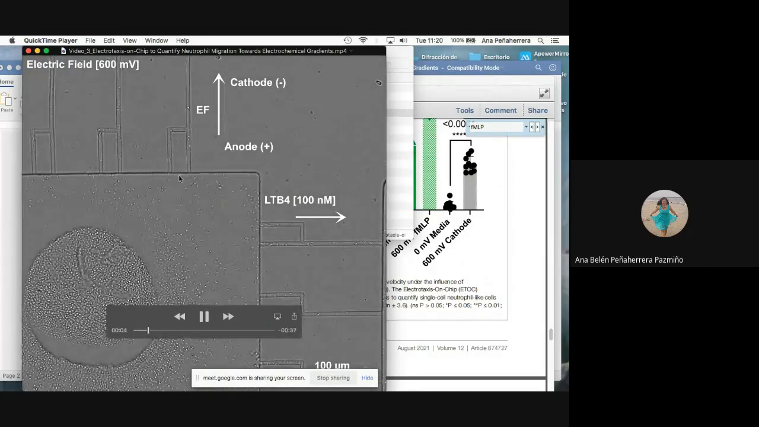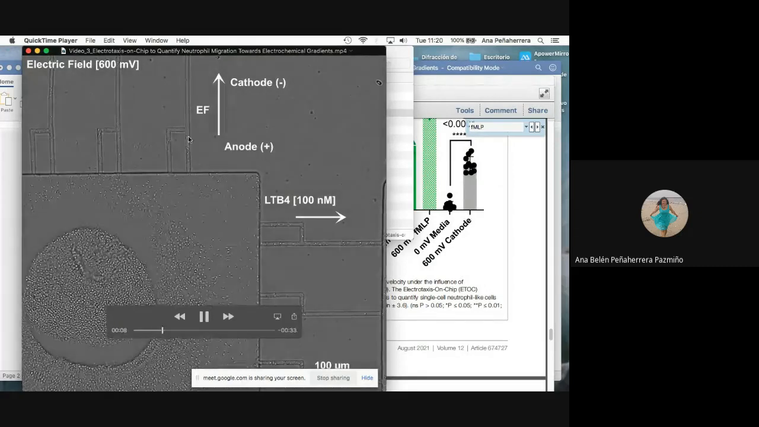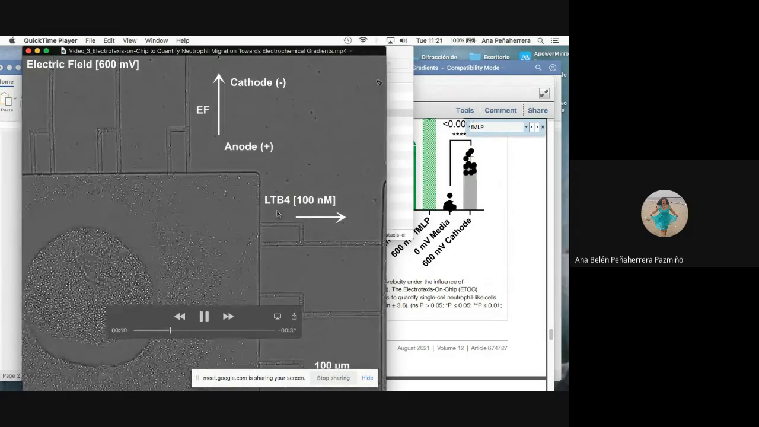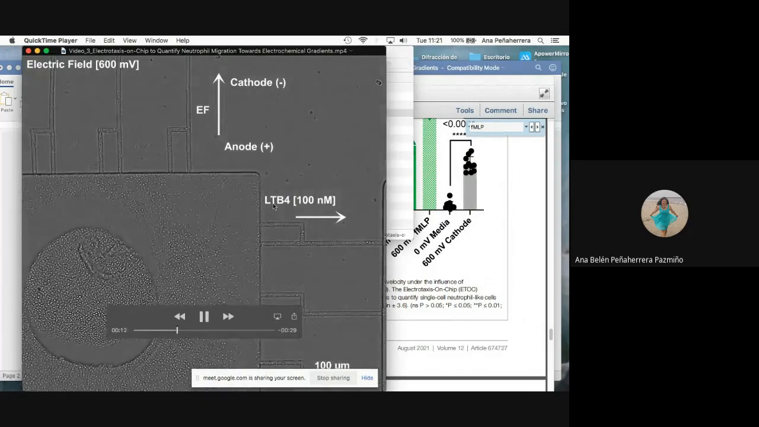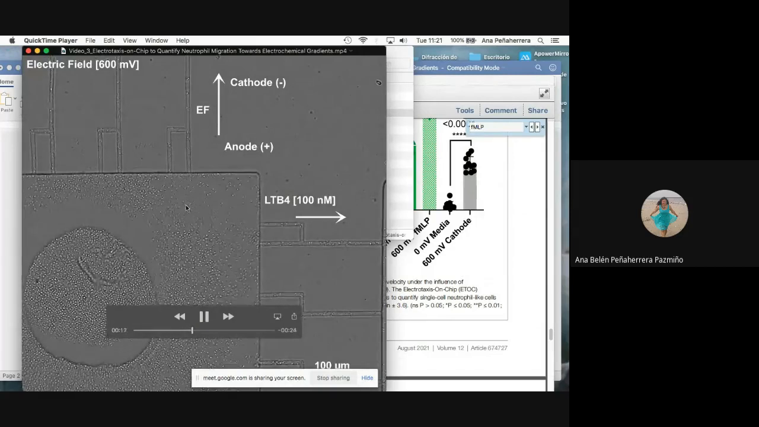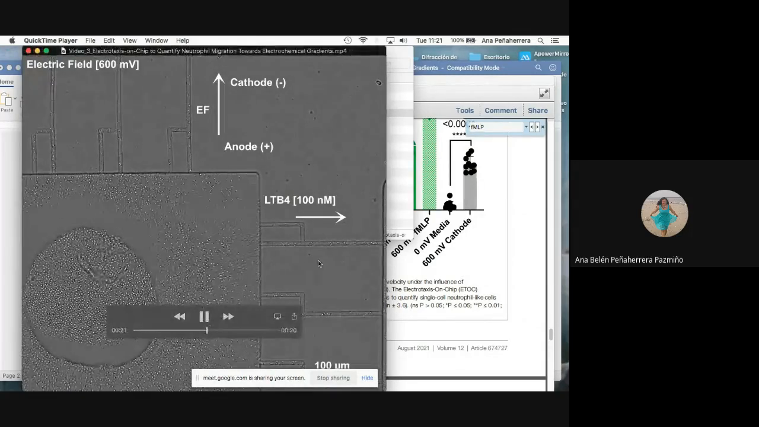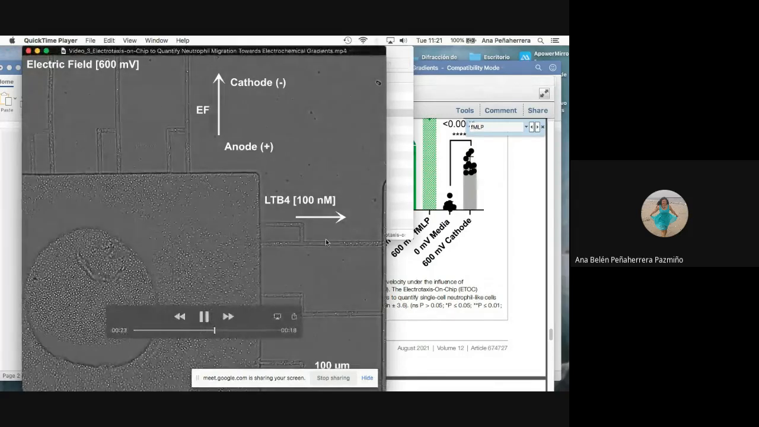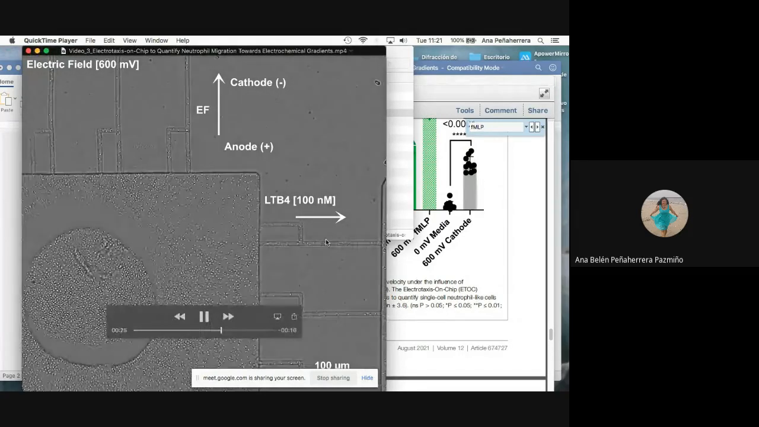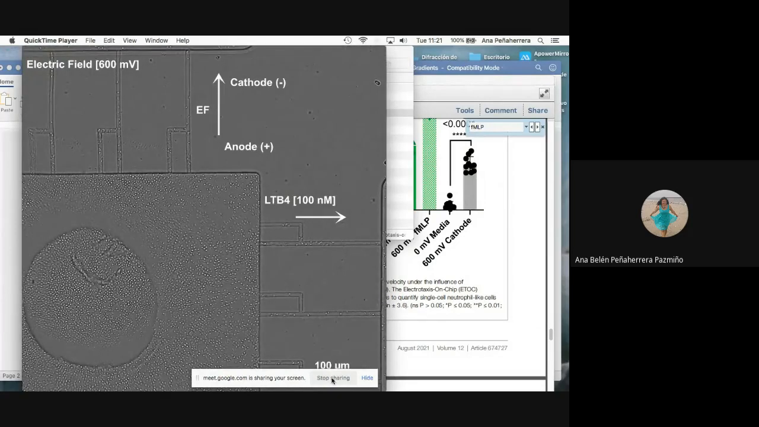Here are the cells, how they migrate to the cathode, and also they are attracted by this chemical. And here you see how the cells, this is why the velocity of the cells diminishes, because of the chemoattractant, they are going in this perpendicular orientation. The other videos are also very interesting, so I suggest you look for them.